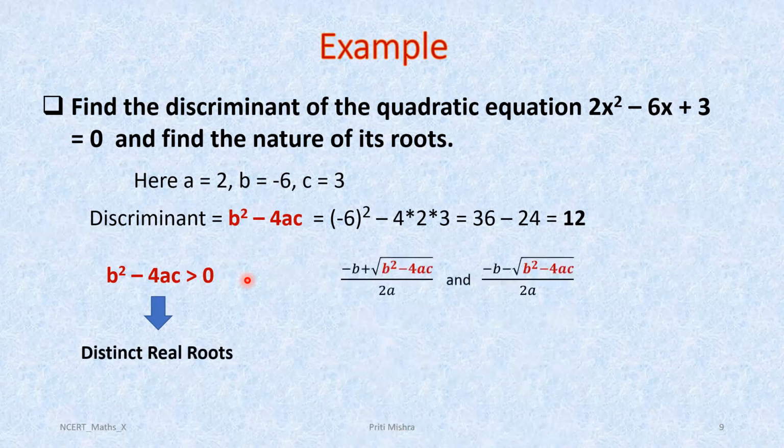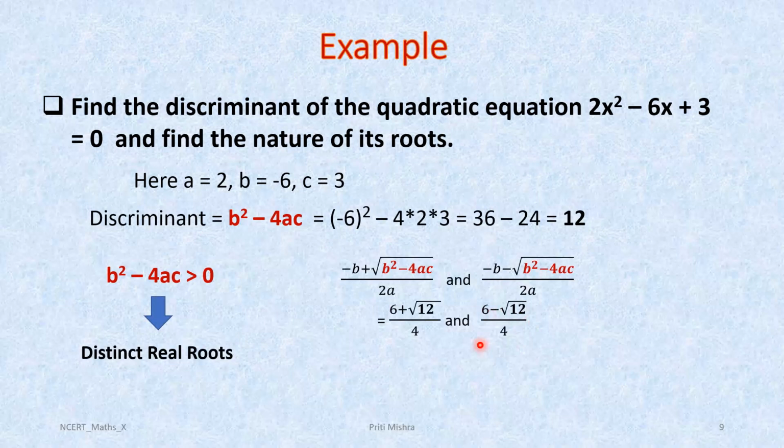Right? Now we can calculate with the help of this quadratic formula both the distinct real roots just by putting the values. So here minus b plus square root b square minus 4ac upon 2a is giving us 6 plus square root 12 upon 4. And when we put in this second form of root the values, 6 minus under root 12 upon 4. So the first value of x is 6 plus 2 root 3 by 4, and the second one is 6 minus 2 root 3 by 4.